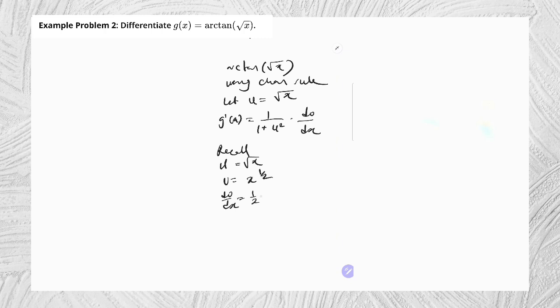Now, since u equals square root of x can be rewritten as x raised to the power half, then du/dx is equal to half times x raised to the power minus half. And that can also be written as half times 1 divided by x raised to the power half, which is also half times 1 over square root of x. And that will give you 1 over 2 times square root of x.